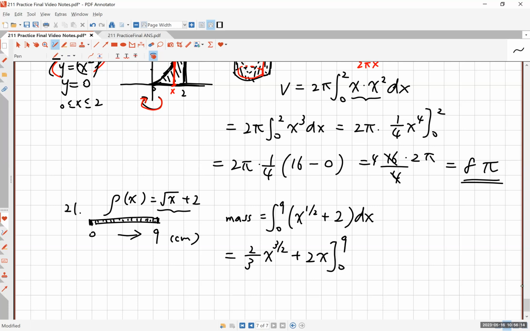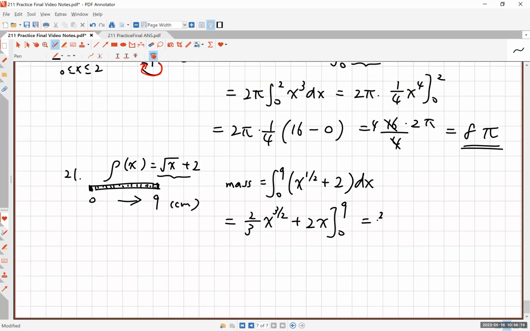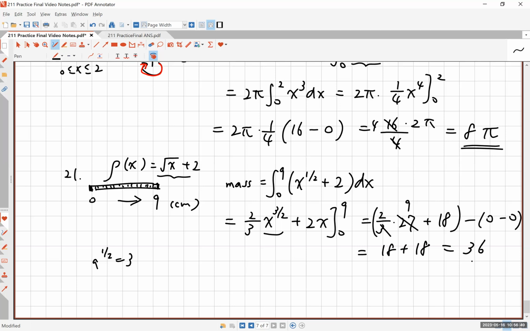All right, and then you integrate, which means substitute these numbers from 0 to 9, and that's going to be 2/3. Now, what is 9 to the 3/2 power? Well, 9 to the 1/2 is basically the square root of 9, which is 3. 3 to the 3rd power is 27. Okay, and then 2 times 9 is 18. And then when you plug in 0, you just get 0. Okay, so you can just cancel. And so this is 18 plus 18, and the answer is 36.